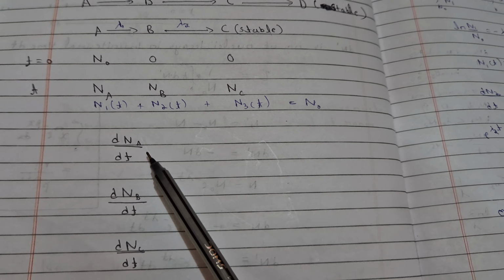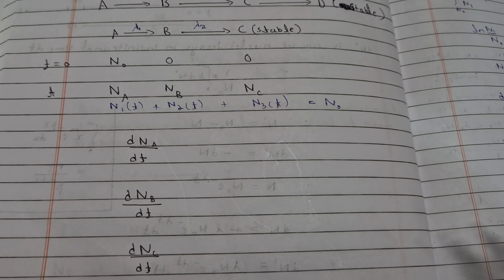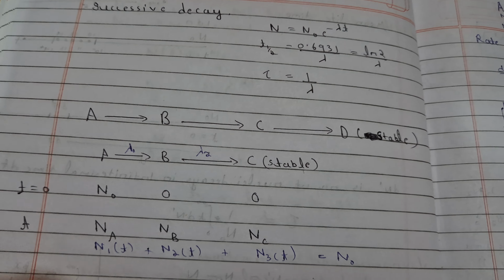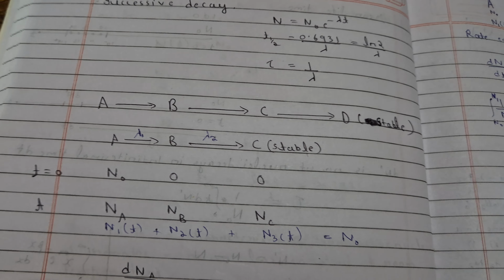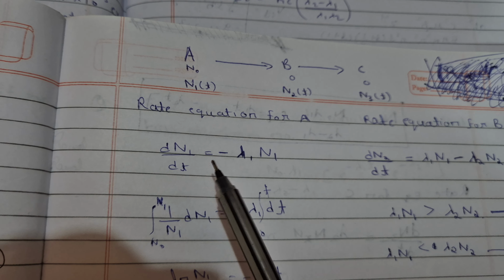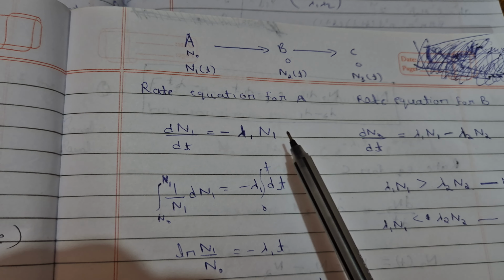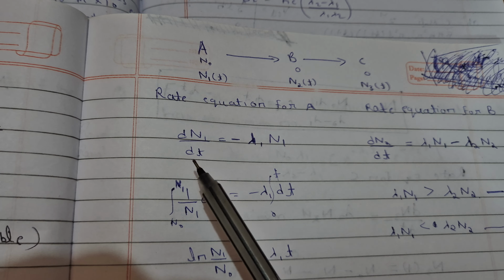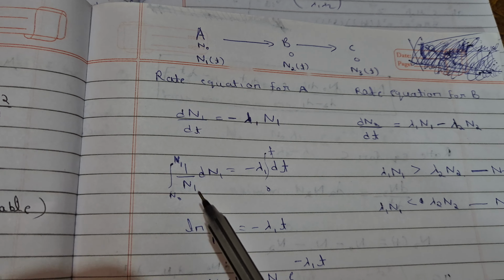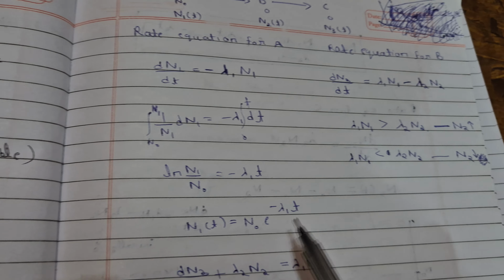Now we need to find how A, B, and C are changing with time, so you can write 1, 2, 3 here. Let's first find it for A. A is converting into B with constant lambda 1. We already know how n1 is changing: it depends on how many nuclei are present at a particular time, that is dn1/dt equals minus lambda 1 n1. We already solved this equation: take dt to this side and n1 to that side, integrate from n0 to n1, and this simply gives n1(t) equals n0 exponential minus lambda 1 t.